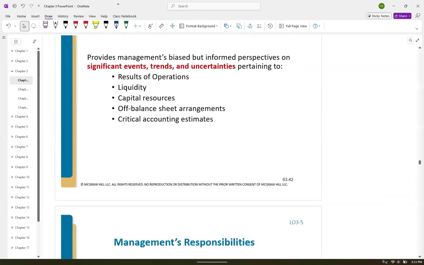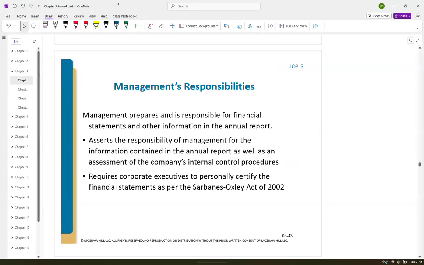Okay. Management responsibility is to prepare the financial statements and other information in the annual report. You probably were thinking that was the auditor's job. It's actually not. The auditor's only job is to provide an opinion on that report. Okay. Management is responsible for those financial statements. Okay. Auditors do a really good job of disclaiming their way out of a lot. Okay. Because they don't want to be the fall guy for something that a company did illegally.